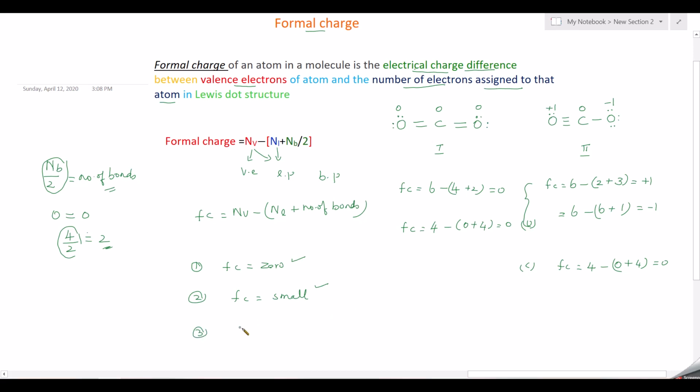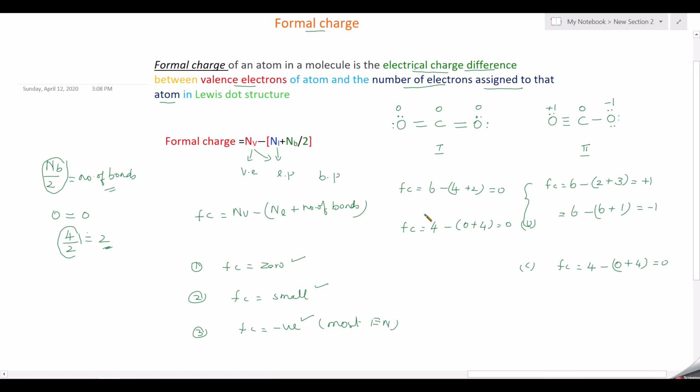The third one: if the formal charge is negative, then it must be on the most electronegative atom. Then that structure is preferred compared to the other structure. So when you take the structure where all the formal charges are equal to 0, that structure is preferred over the other structure where you will have charges. The second one, the structure in which the formal charges are smaller is preferred compared to the structure where you will have higher formal charges. If the formal charge is negative, that must be on the most electronegative atom.